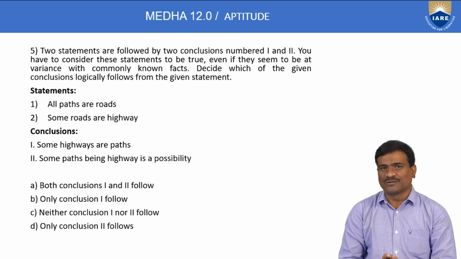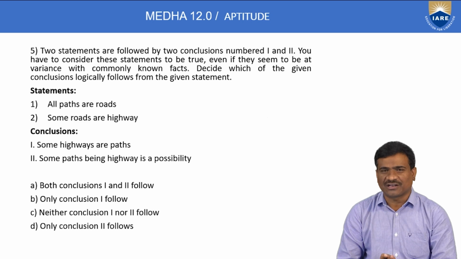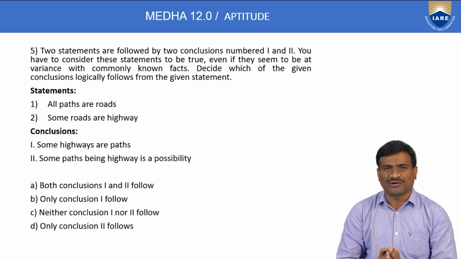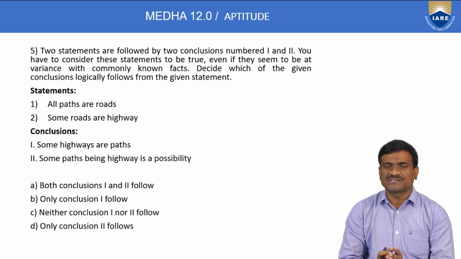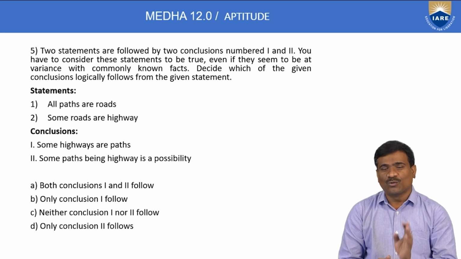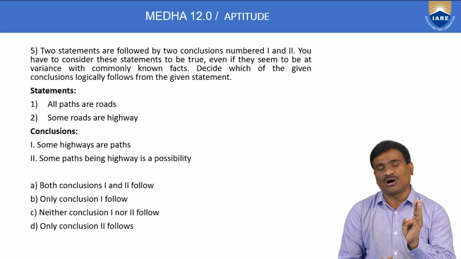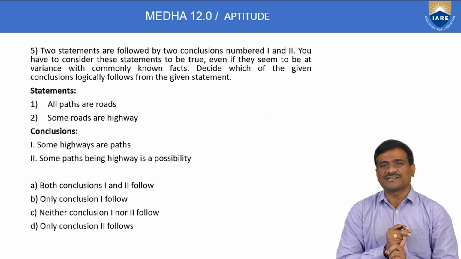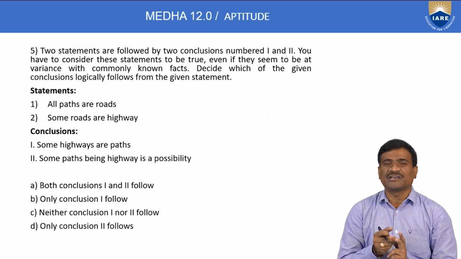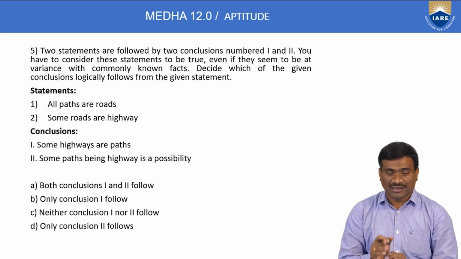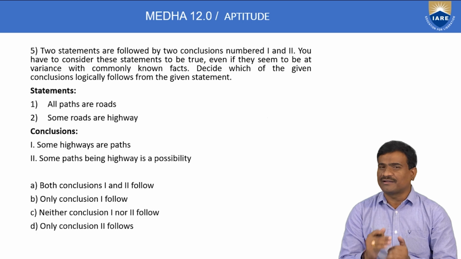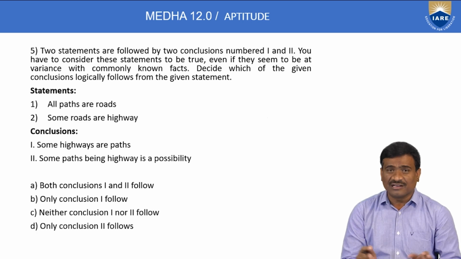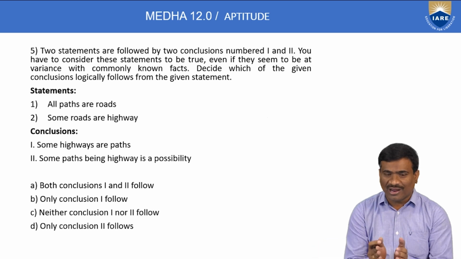In statements and conclusions, these types of questions depend only on the Venn diagram concept. Using the 2 statements, draw the Venn diagram. Only 3 Venn diagrams are possible in the logical deduction topic. First, the all statement. Second, the some statement. Third, the no statement. Here we have only the all statement and the some statement. First, draw the some statement Venn diagram. That is the common part between road and highway.